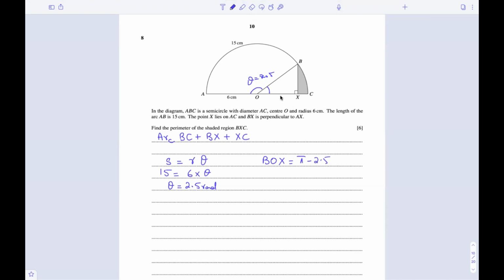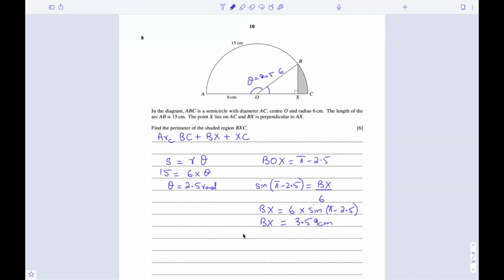To find the length of BX, we know that OB is also 6 as this is the radius. So we can write sine of pi minus 2.5 equals the opposite, which is BX, upon 6. So BX will be 6 times sine of pi minus 2.5. We have to make sure that our calculator is in radian mode. So BX is equal to 3.59 centimeters.